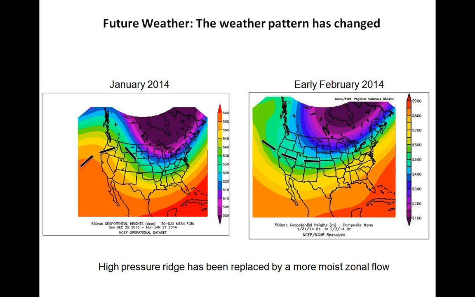So let's jump into the future weather, and then I will open this up for questions. The weather pattern has changed. In January, again, we had that ridge over us. I tried to depict the storm track as best I could with those black arrows on each chart. And we've moved into what's considered a zonal flow, where we're more of an east to west pattern. Storms are moving in fairly quickly off the Pacific.